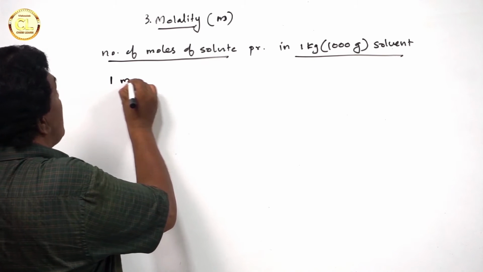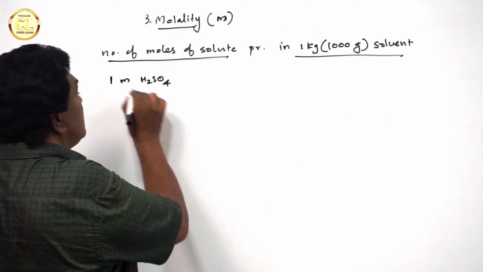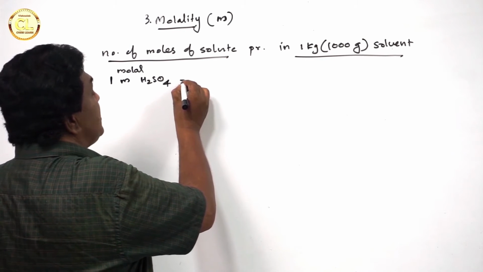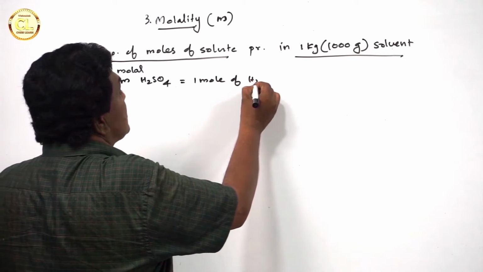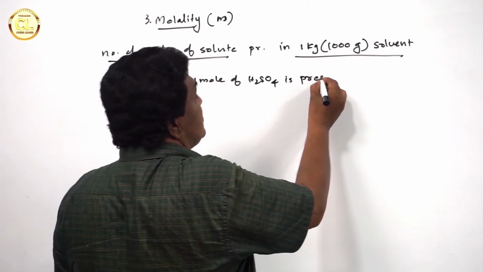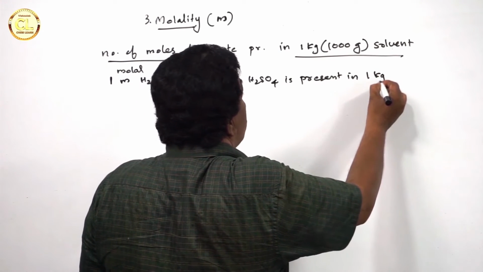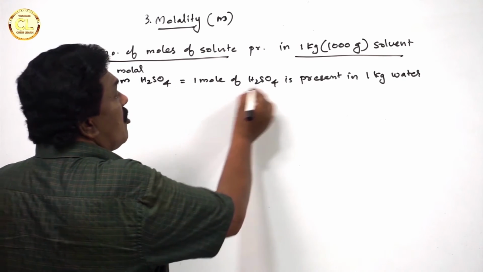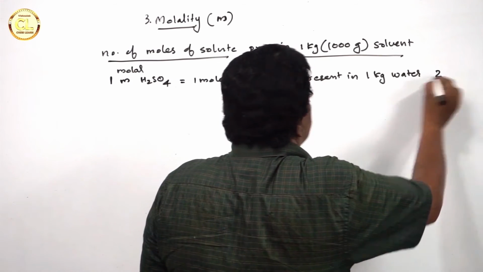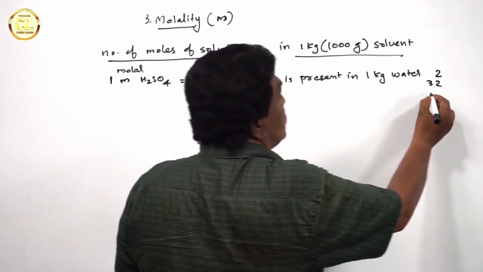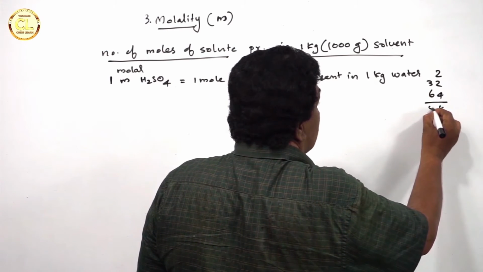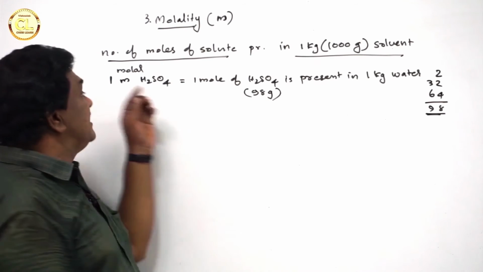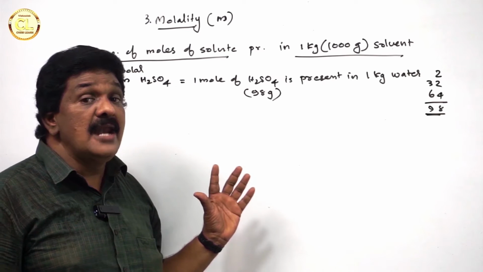1 small m H2SO4 is read as 1 molal sulfuric acid, H2SO4. It means 1 mole of H2SO4 is present in 1 kilogram water or solvent. 1 mole of sulfuric acid: hydrogen 2, sulfur 32, and oxygen 16 into 4 is equal to 64. So it is 98. That is, 98 gram sulfuric acid is present in 1 kilogram of water. That is what is called 1 molal solution of sulfuric acid.